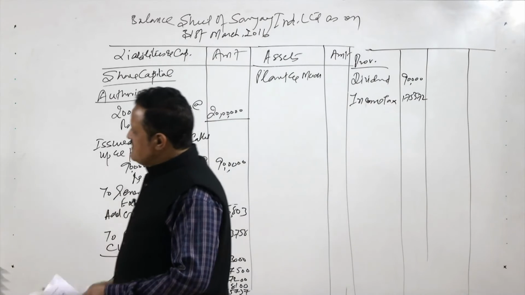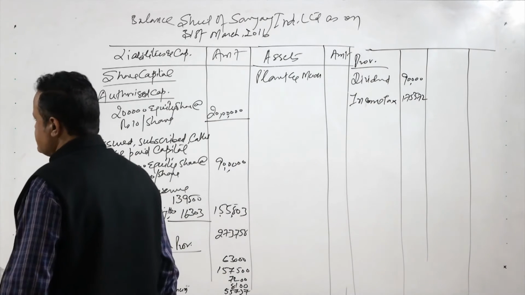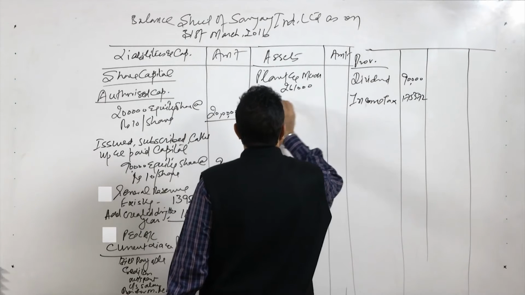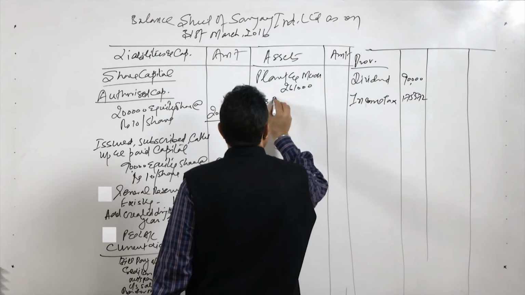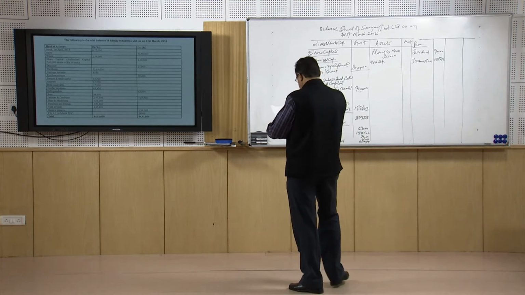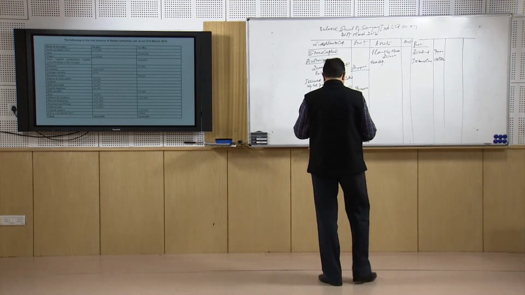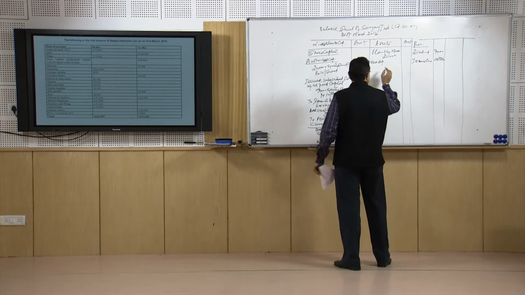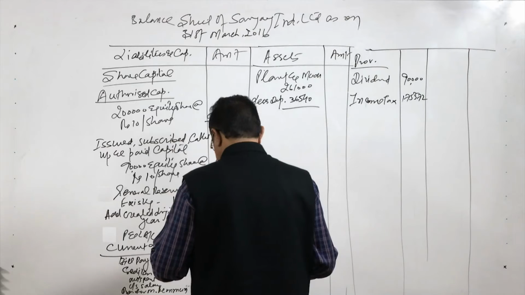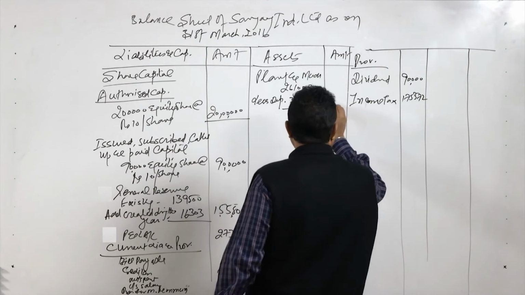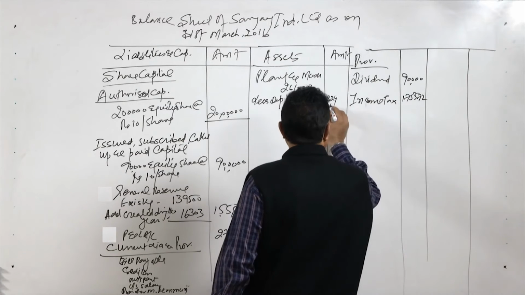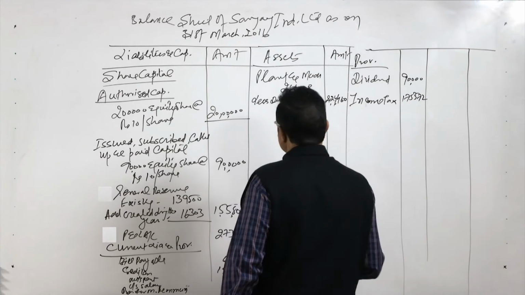Plant and machinery was how much? The figure given to us is 2,61,000 less depreciation. We have to take the depreciation on the plant and machinery, this amount is 36,540. So the balance is 2,24,460, which is the plant and machinery.